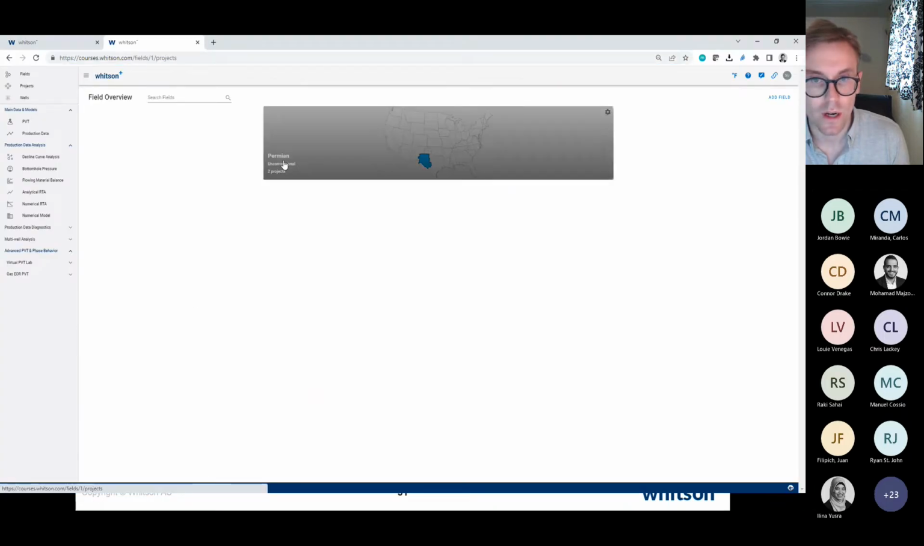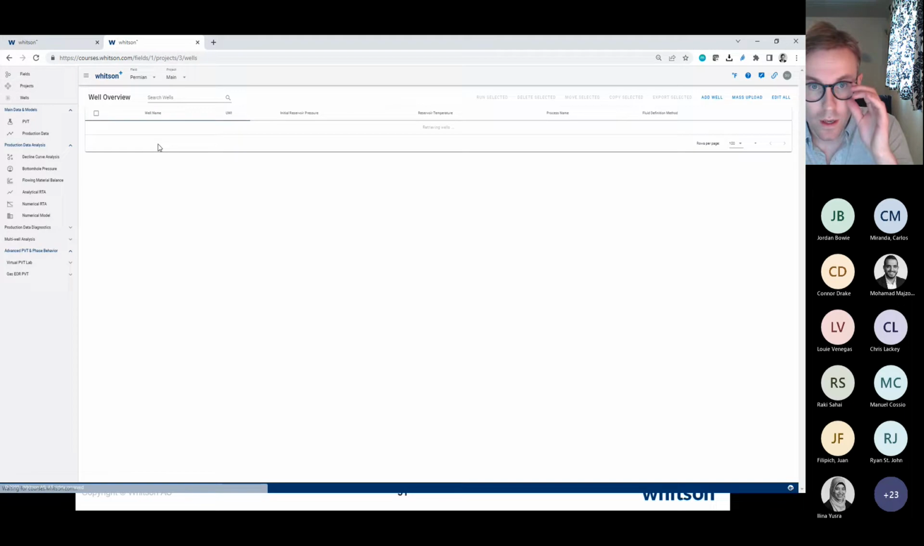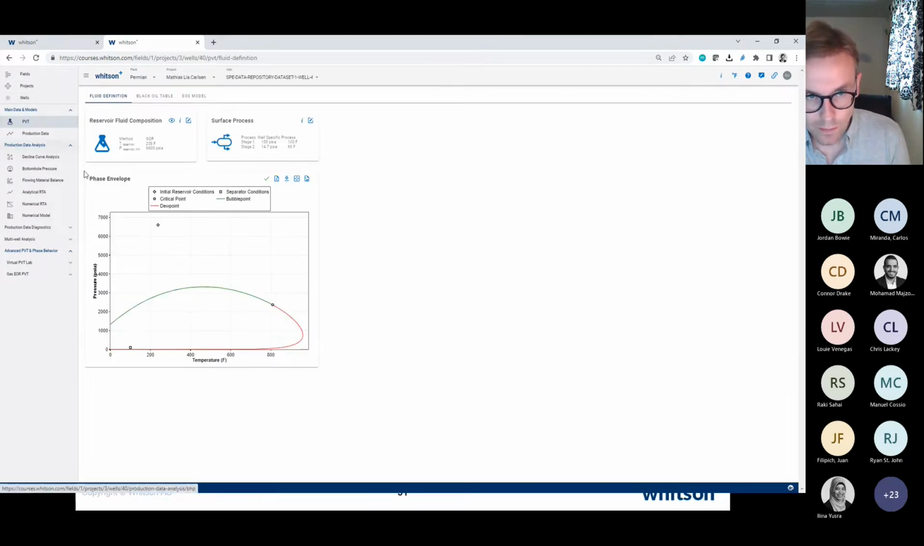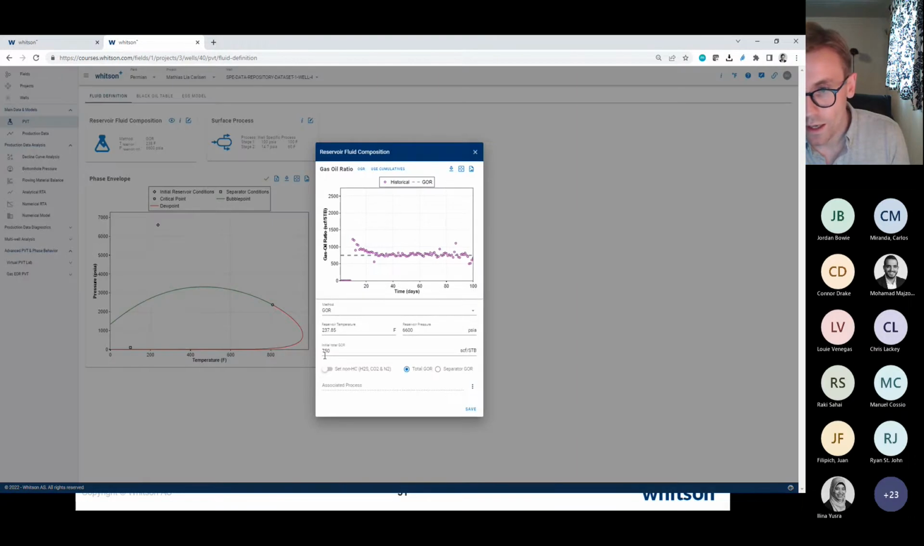So in your project, you should be able to find the well called Kite, and once you're in this view right here, called the PVT view, unless you have a phase envelope here already, just open that reservoir fluid composition input card and change this GOR to whatever you want, and then click Save.